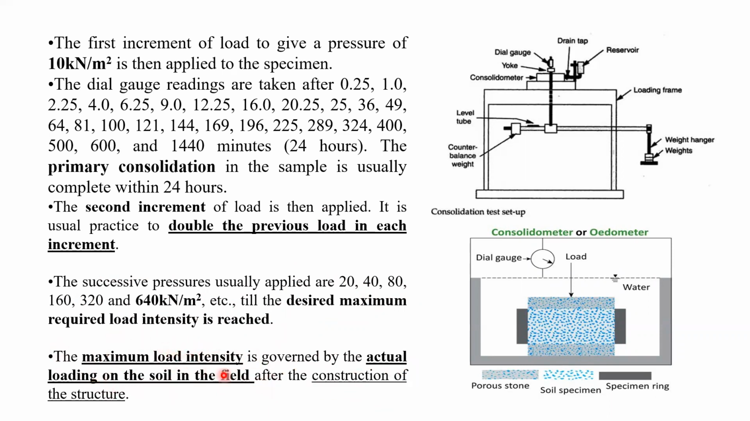What do you mean by this paragraph? Suppose you are going to construct a building on the soil. How much load is your building going to impose on the soil? Suppose the load is 600 kilonewton, the load in the form of pressure, 600 kilonewton per meter square. Your structure is going to provide a pressure on the soil of 600 kilonewton per meter square.